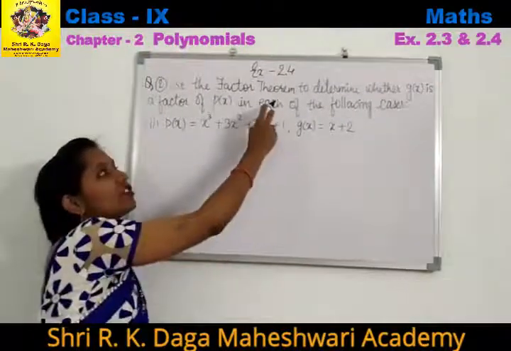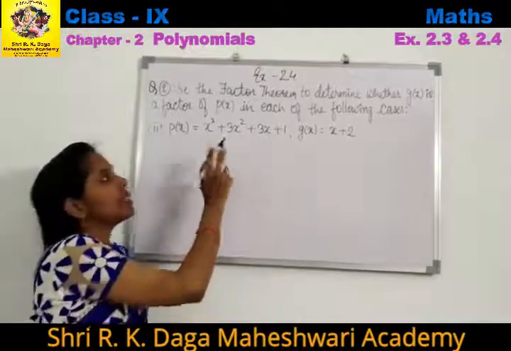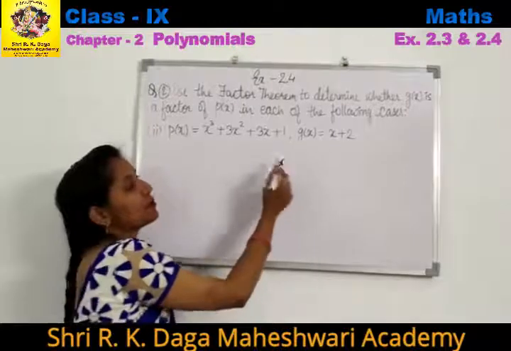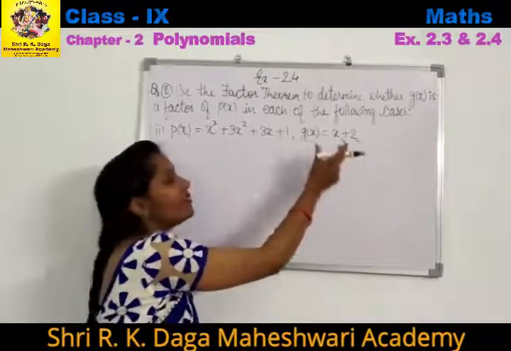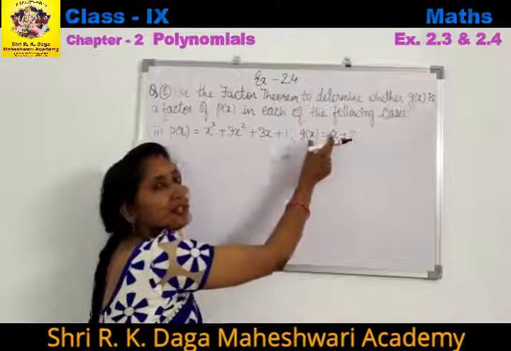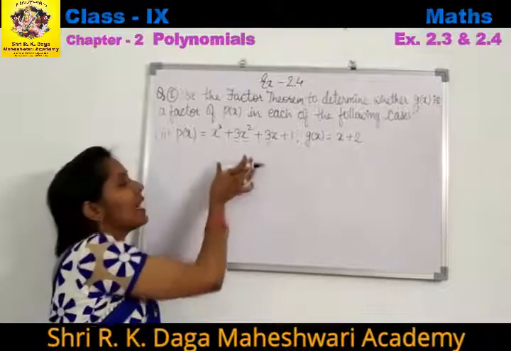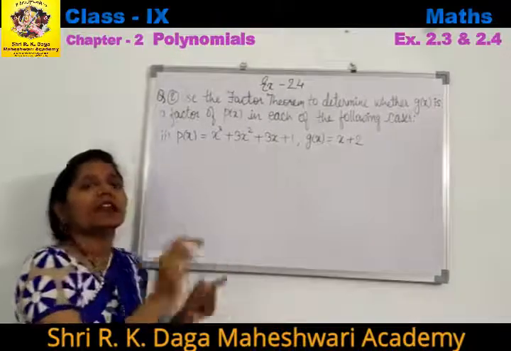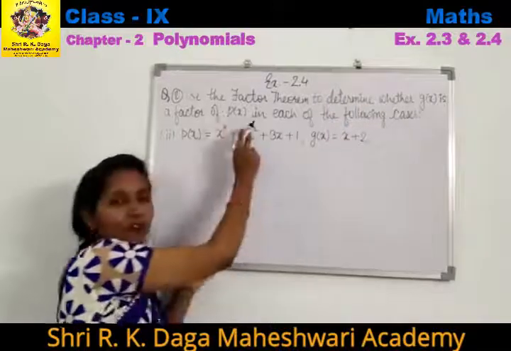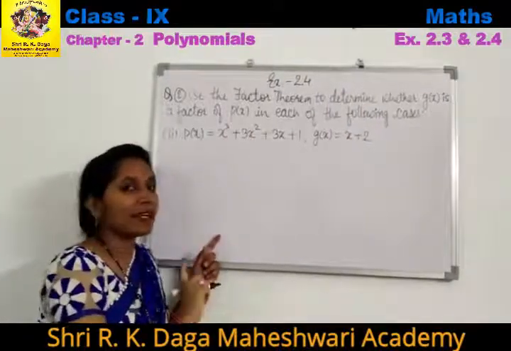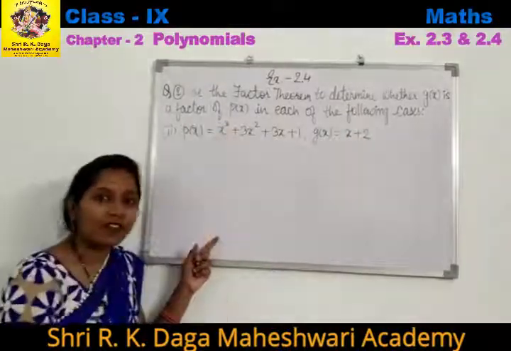Again, factor theorem is nothing but same as remainder theorem. In this theorem also we just put this g of x, that is this term, equal to 0 and find the value of x. Whatever be the value of x, we will put in p of x and find the remainder. If remainder is equal to 0, then g of x is a factor of p of x, and if remainder is not equal to 0, then g of x will not be a factor of p of x.